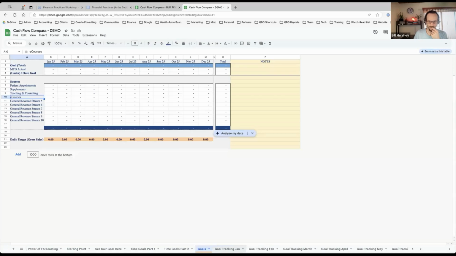Okay, so on these tabs on the bottom, you'll see this goals one is marked with the orange. You're going to see goal tracking for each month, January through December, right? And then you're going to see general revenue stream tabs. So I'm going to jump to general revenue stream 1. I'm calling that patient appointments.